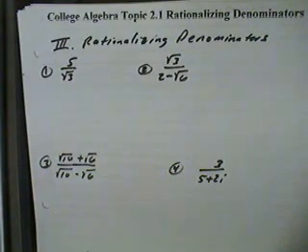College Algebra, Topic 2.1, Rationalizing Denominators. Okay, this will be Part 3.